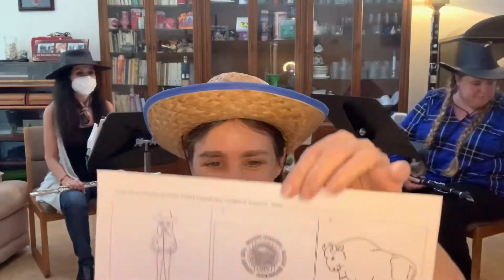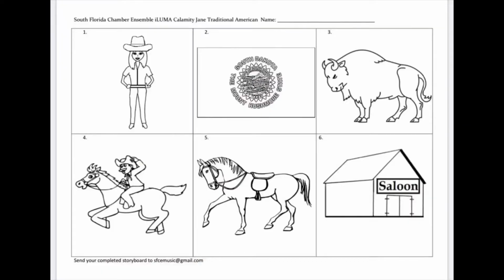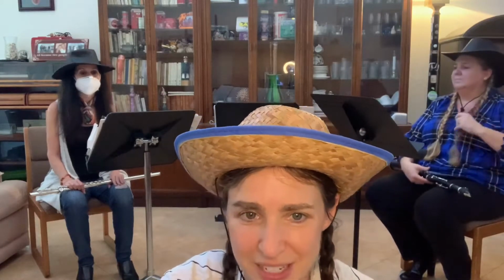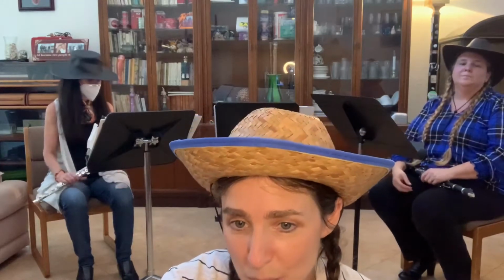So you all will need a storyboard. It looks like this. If you don't have one, I'm going to share my screen right now and show you where you can go to get it. I put a link already in the chat. If your chat box isn't open, go ahead and open it. Okay, so this is where you would need to go. There's a link directly for you in the chat box, sfcemusic.com/iluma-online. And you can download the storyboard here by clicking this.